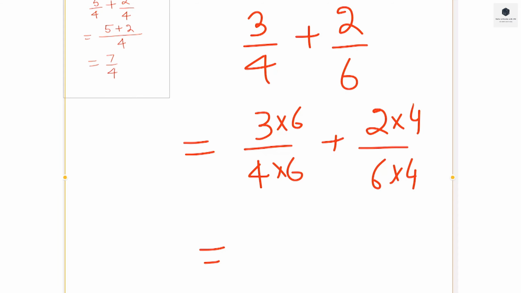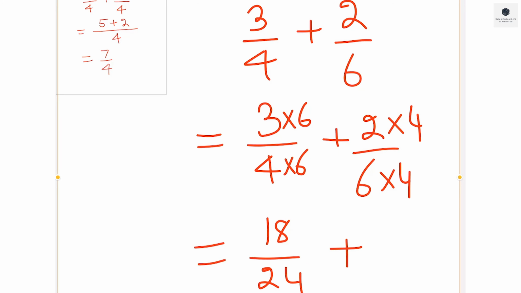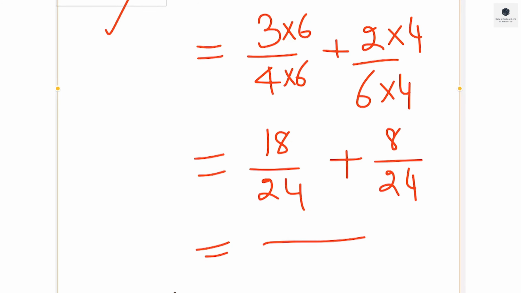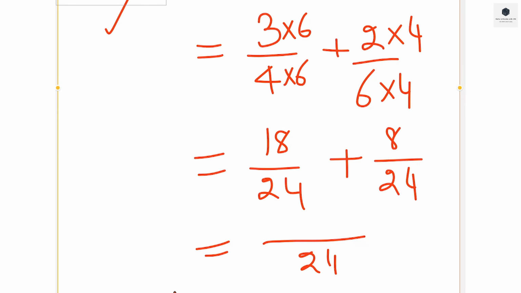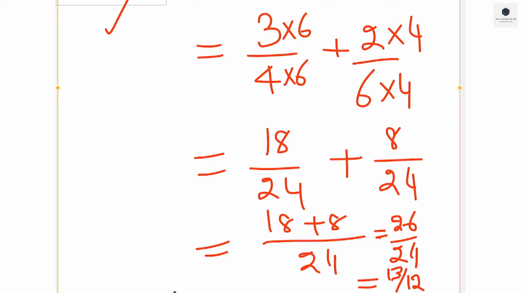So what I got, 3 times 6 is 18, over 6 times 4 is 24, and 2 times 4 is 8, and 6 times 4 is 24. Now it is the same method, the one we have done here. If the denominators are same, take one of the denominators, which is 24, add the numerators, 18 plus 8, which is equal to 26, over 24. And now remember, if you want to simplify, you can simplify. You can divide both the numerator and denominator by the same number. I can divide both by 2. So 26 divided by 2 is 13, and 24 divided by 2 is 12. So 13 over 12 is the answer.